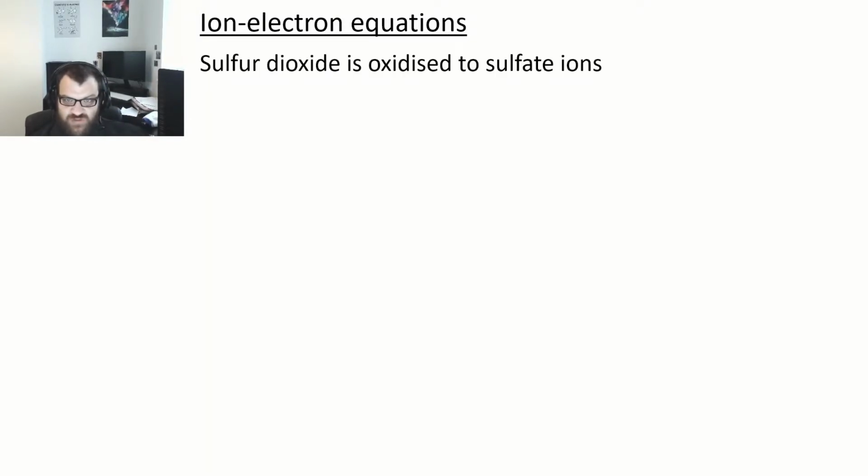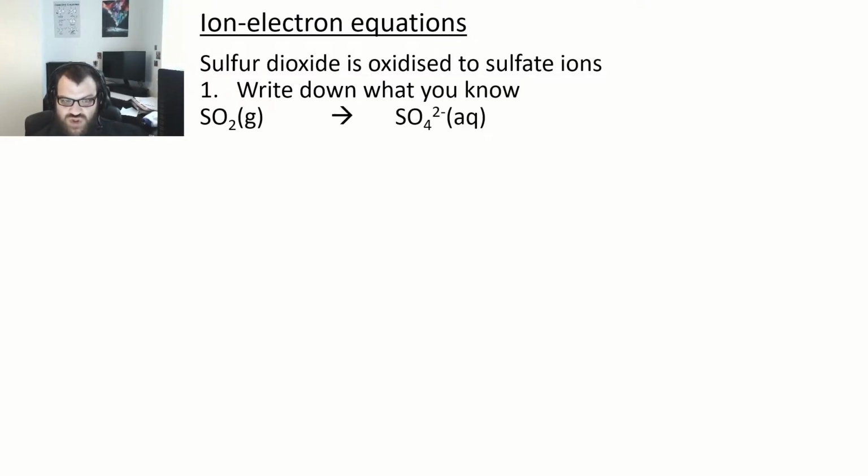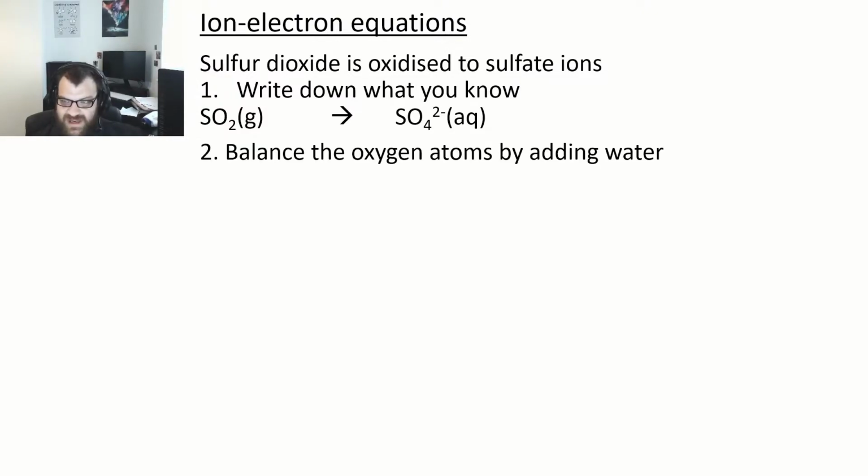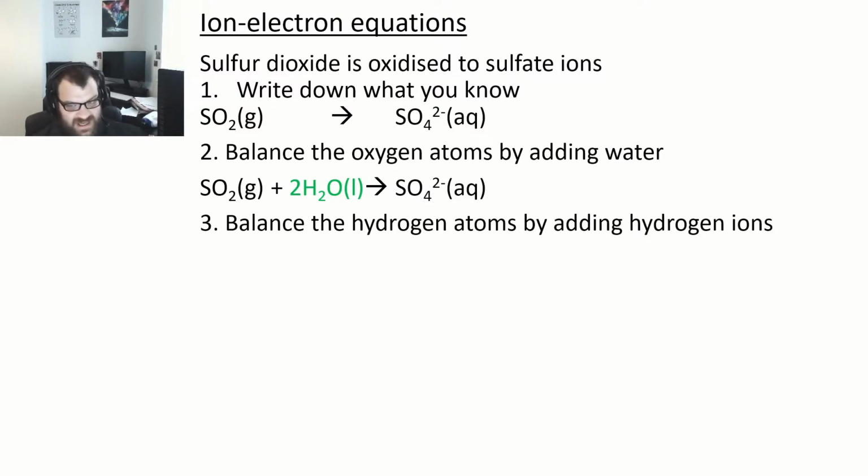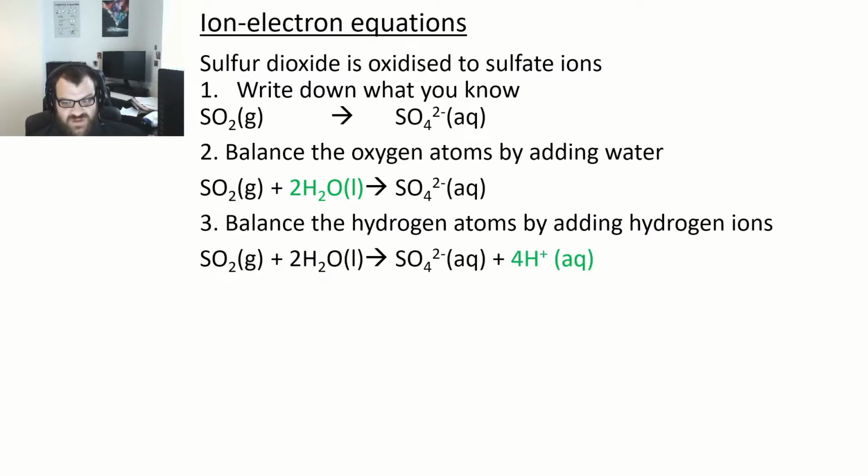Here, we've been asked about sulfur dioxide being oxidized to sulfate ions. Therefore, we've got SO2 going into SO4 2-. First step is balance the oxygens by adding water. At the moment, we have 2 oxygens on the left, 4 oxygens on the right. If we add 2 waters to the left-hand side, we've got our oxygens now equal on both sides. We've now got the issue of hydrogen. To balance the hydrogen atoms, we're going to add hydrogen ions to the opposite side. So in this case, we need 4 of them because there are 2 waters. So 4H+ gets put on the right-hand side.